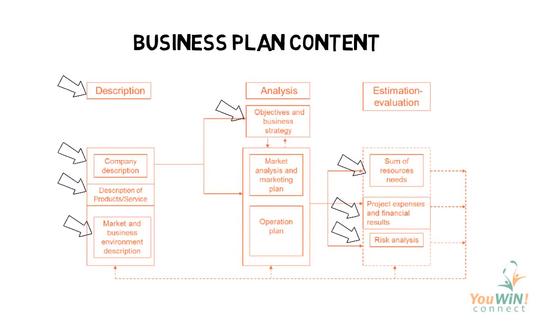In summary, the business plan's content can be categorized into 3. First is the company's description, second, analysis, and third is the estimation and evaluation. The important thing is to make sure that in writing the business plan, there is consistency between the 3 parts of the business plan. It's important to note that all of the parts of the business plan are all interconnected as one leads to the other.